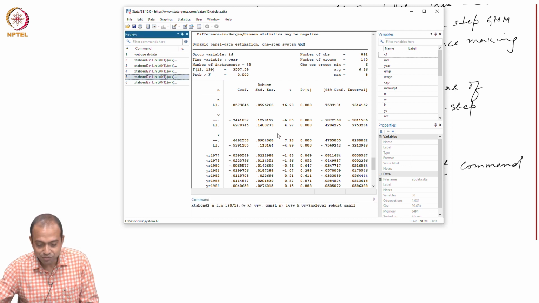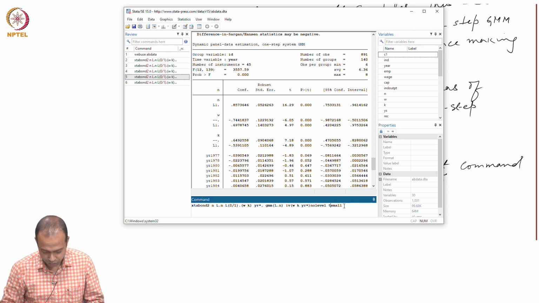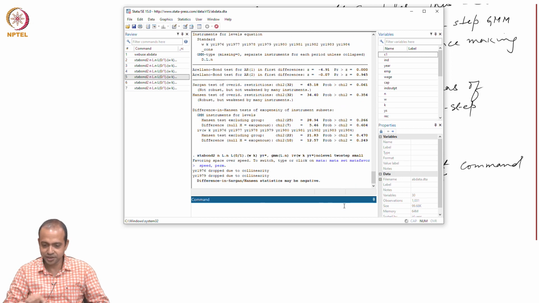We will take the same difference GMM only, but we will try to put two step. Same specification, but we are going for two step difference GMM to understand how much difference it makes to the GMM estimates as well as its asymptotic standard error if we go for two step, as discussed earlier. Let us see.